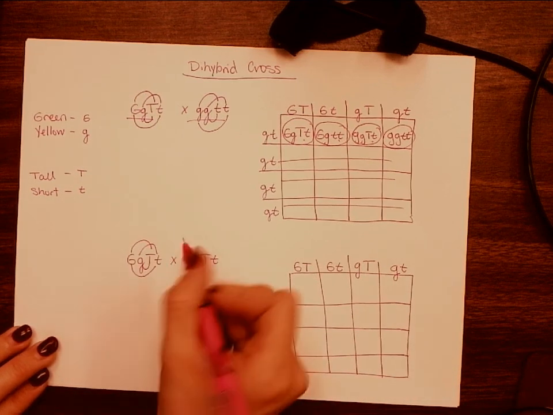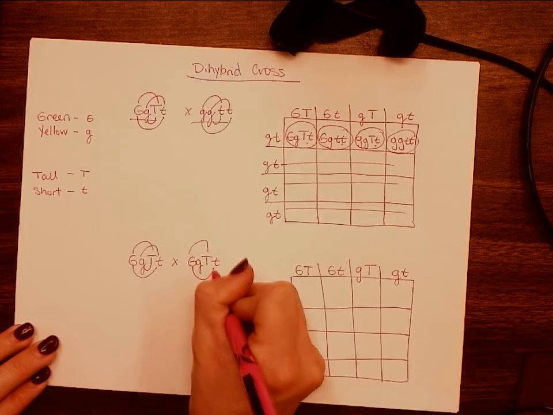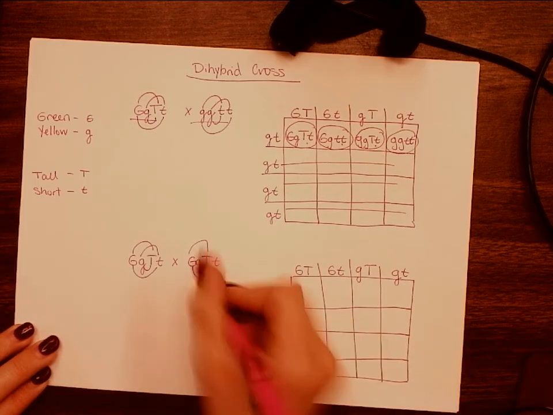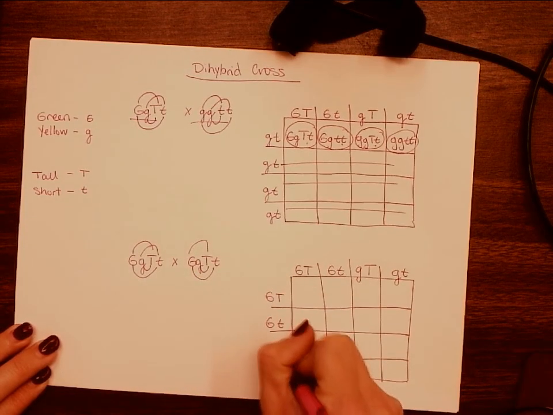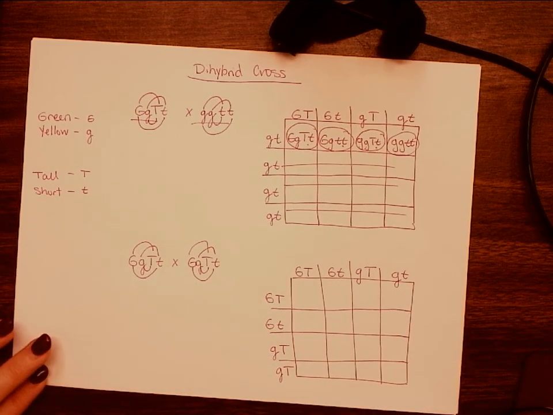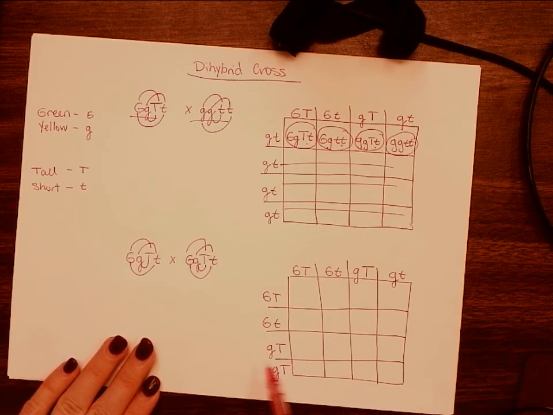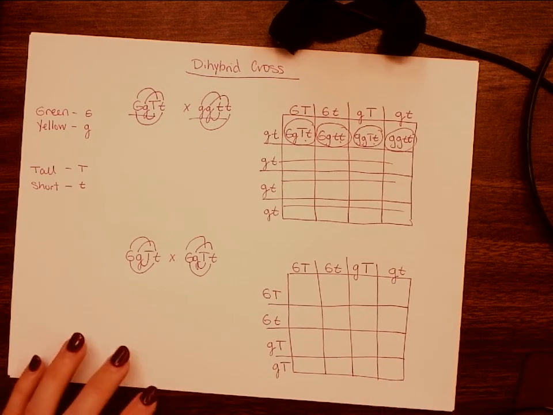So let's FOIL the second parent here. Big G, big T, big G, little t. Little g, big T, little g, little t. That was the hard part. Once we have FOILed our parents to get the combination of alleles that they could pass on, all we have to do is fill in our Punnett square.